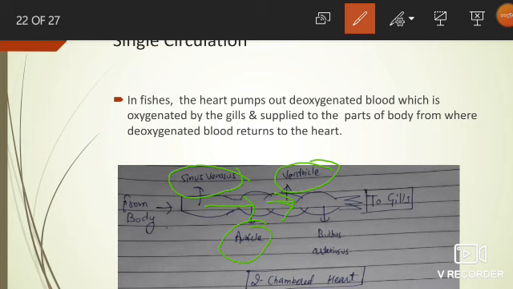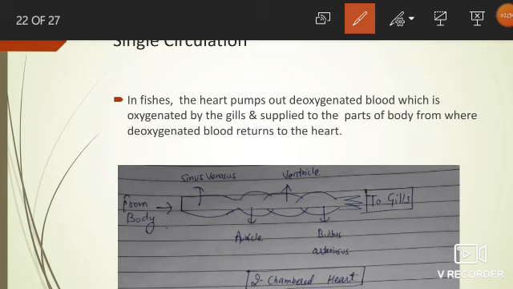So finally the deoxygenated blood goes to the gills region of the body where oxygenation of blood takes place, and deoxygenated blood from the body parts returns to the heart with the help of sinus venosus, and again the process takes place. So it is named as single circulation as no pure blood is circulated in the two-chambered heart. It is called venous heart because only impure blood, that is deoxygenated blood, is circulated in single circulation.